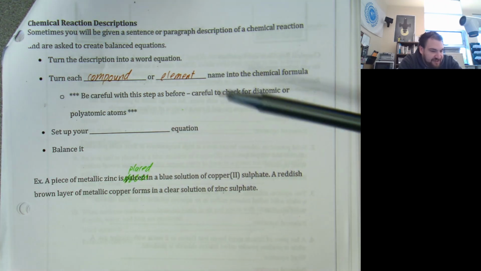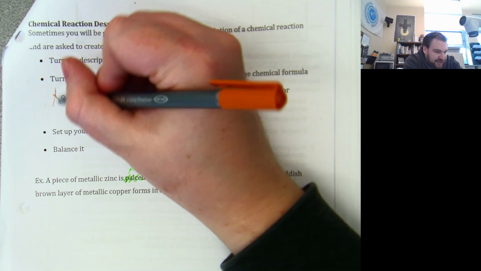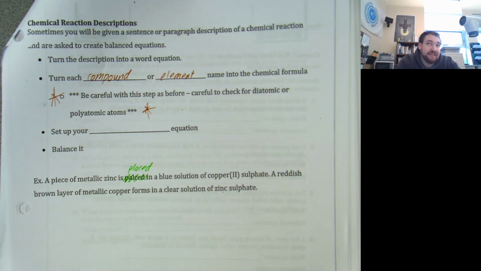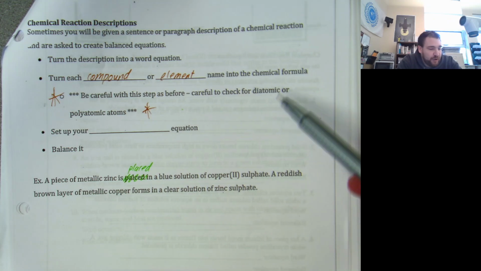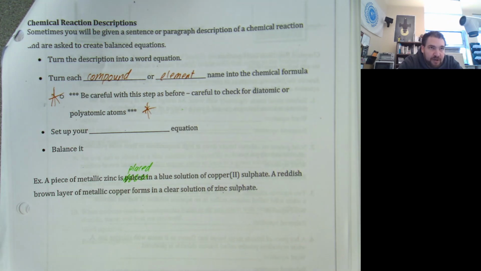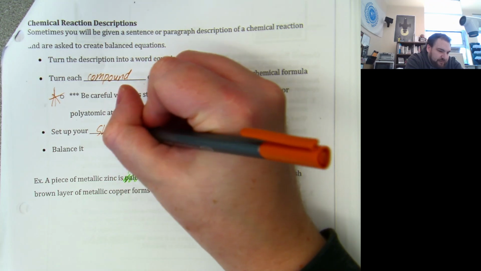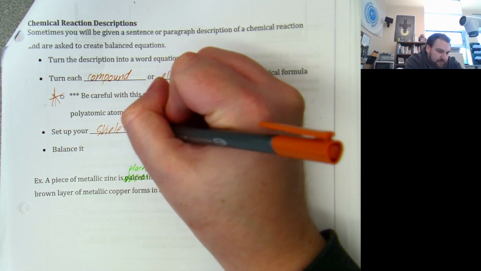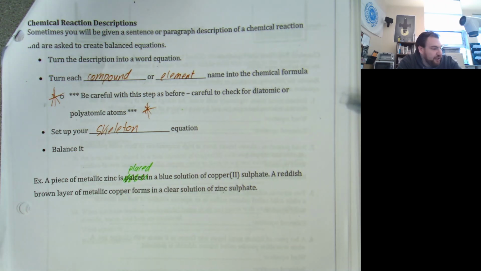As before, this is the same careful step you have to make here. I've got the asterisks in there. We can add more of them. This is where you're looking for diatomics. This is where you're looking for polyatomics. This is where you're looking for covalents. You're going to set up your skeleton equation. And then you'd have to go ahead and balance the thing.